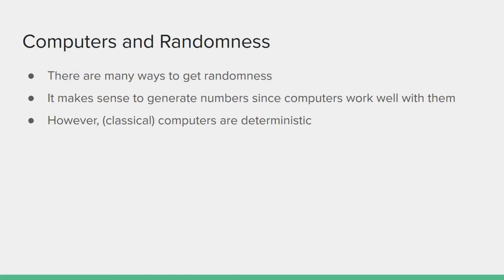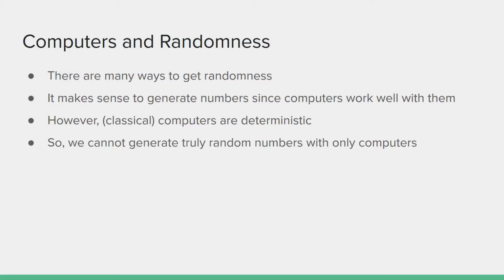But the problem is that computers are deterministic. And what that means is that for every state, there's exactly one state that it's going to go to. It is completely predictable, and that is the exact opposite of randomness. So it's impossible for us to generate truly random numbers with only a computer. But the good thing is we can actually use really complicated algorithms to generate a sort of pseudo-random sequence of numbers. And these are what most random number generators use.